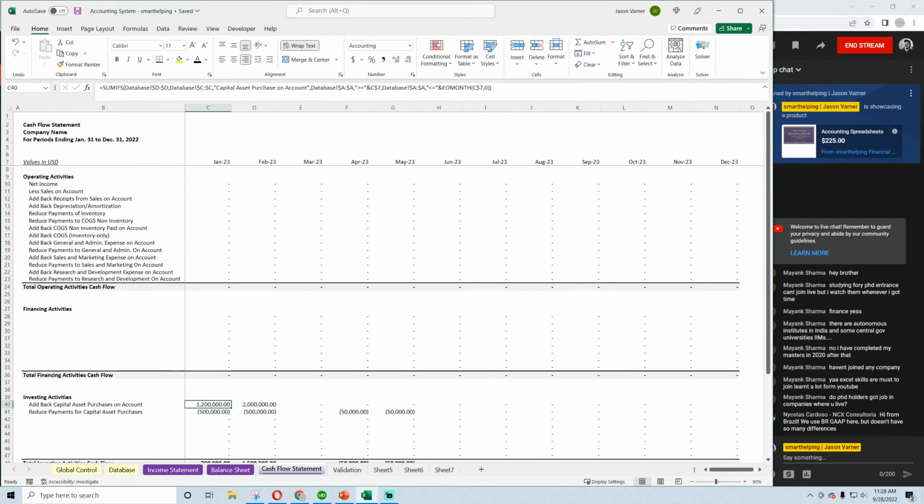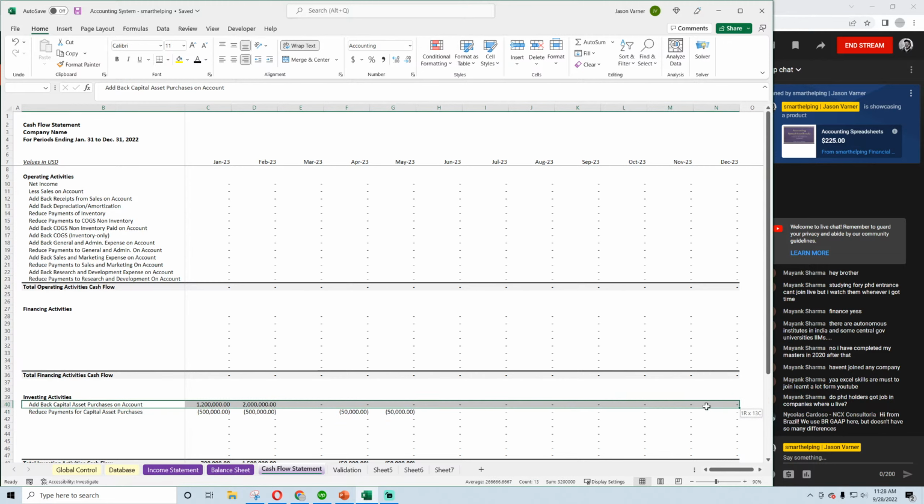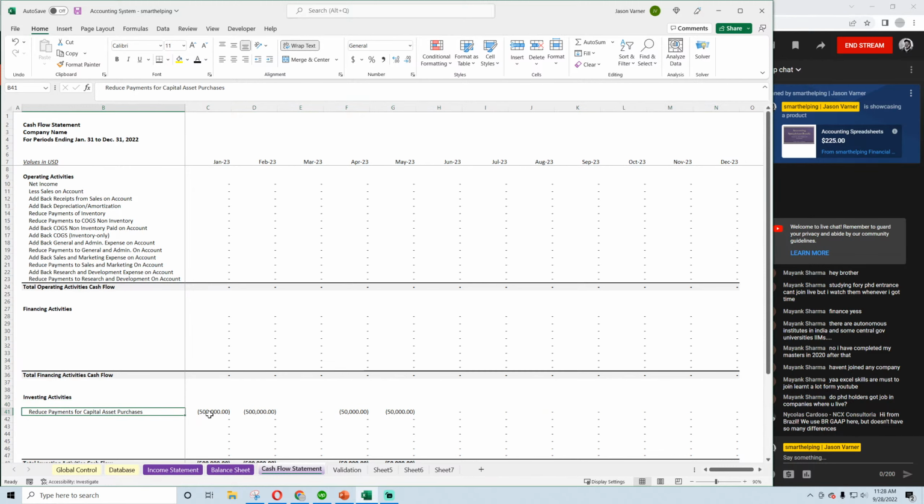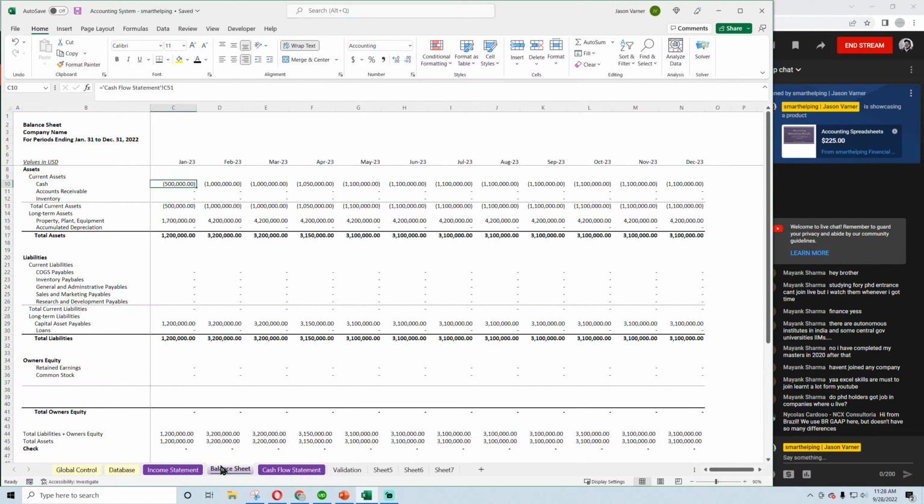Let's think here. Oh, we don't need to add back asset purchases on account. We just don't count them as a negative because it's not like it's hitting net income. So you don't need to add this back. We don't even need this. We just need any payments going out for capital purchases. And there we go.